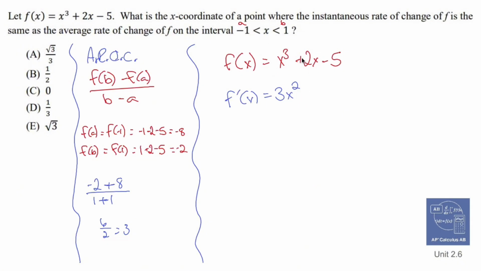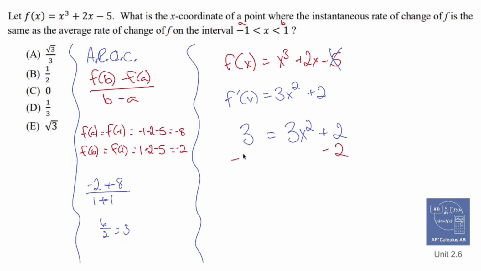Plus 2x. The derivative of 2x is just 2, because you would drop down the 1, invisible 1, and then get x to the 0th. And the derivative of a constant is 0. Now, we want our instantaneous rate of change to be 3. So 3 is going to equal 3x squared plus 2. And now I have to solve this abomination for x, which means it's going to be bad.